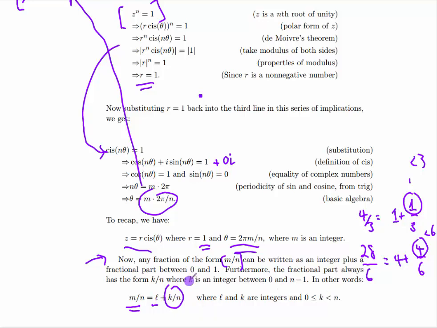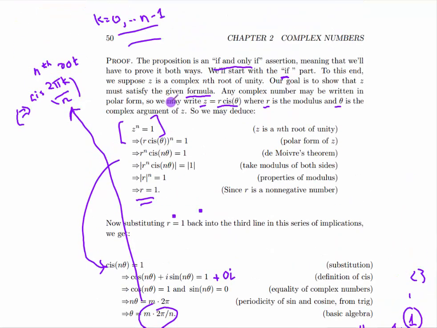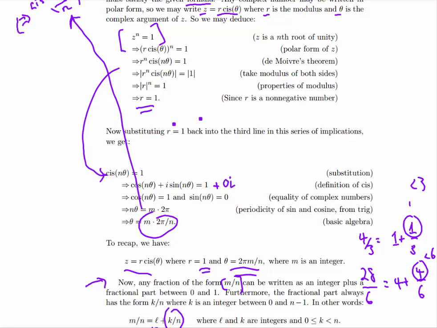Okay, so now I have my k, which is in the form that I wanted up here. k is between 0 and n minus 1. Here I have my k between 0 and it's less than n. That's the same thing as saying k is between 0 and could possibly be equal to n minus 1.